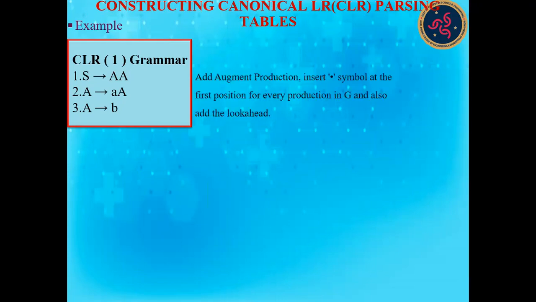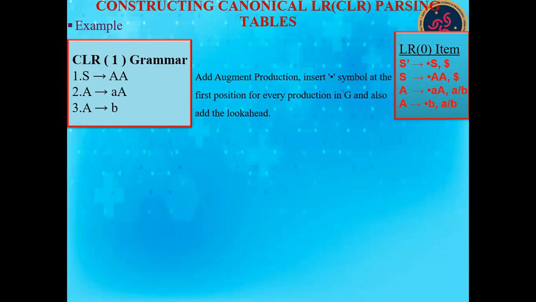So first we have to add the augment production, so I am adding it. I have discussed how we can create the LR1 item previously, so I am not repeating the same thing. I am directly taking the productions. Here this is S prime gives dot S. This is the augment production. Therefore, I am adding my dollar symbol as the look ahead symbol here.